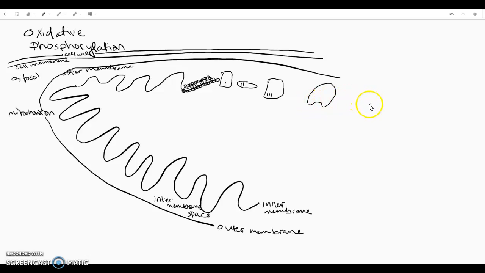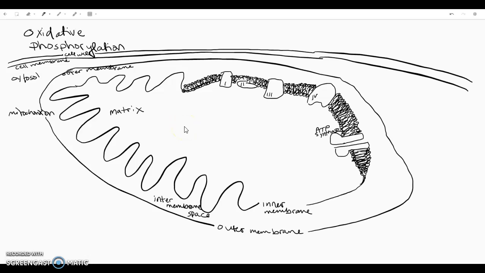We'll also eventually talk about ATP synthase, and I like to draw it as a little lollipop, and that'll make more sense in a moment. Alright, so I'm going to go ahead and fill in all of those phospholipids, and then we'll continue.